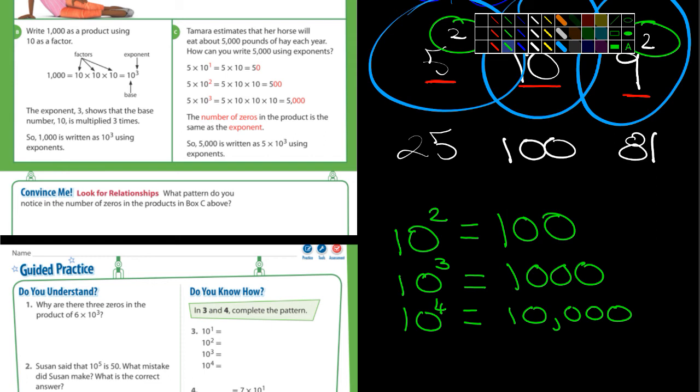Miss Guerin, how many zeros do you see in 10,000? 4. 1, 2, 3, 4. What was the exponent in that? 4. Let me see here. Miss Noble, how many zeros do you see in 1,000? Where's Miss Noble? Raise your hand. Oh, okay. How many zeros are in 1,000? Right. 1, 2, 3. What's the exponent? 3.